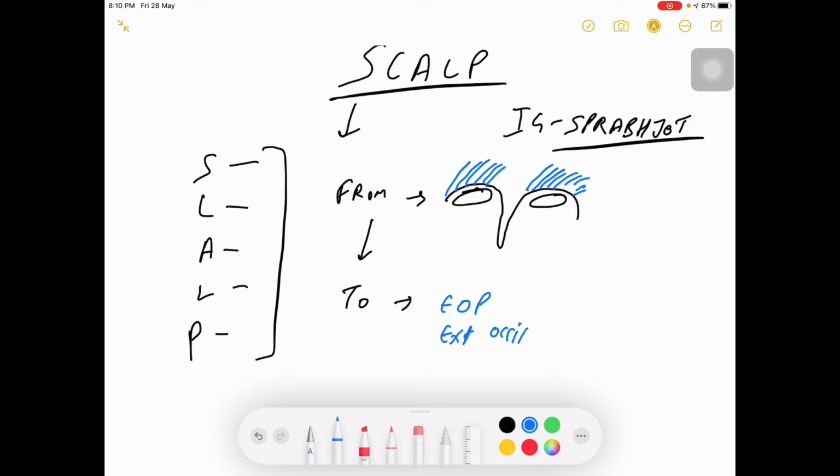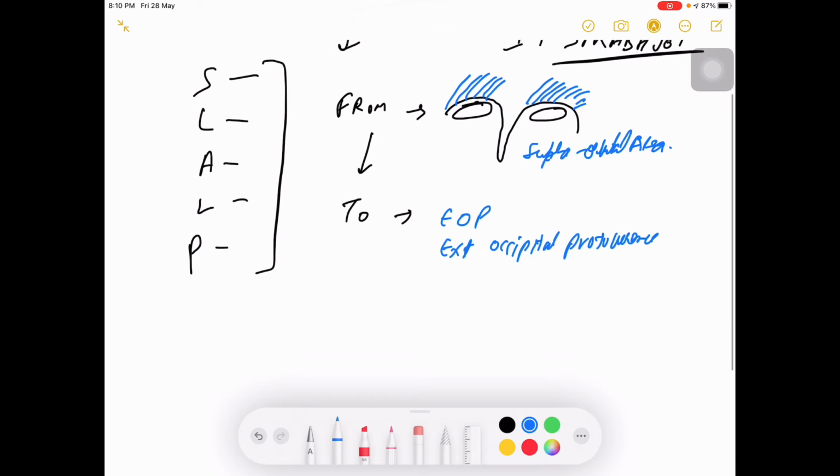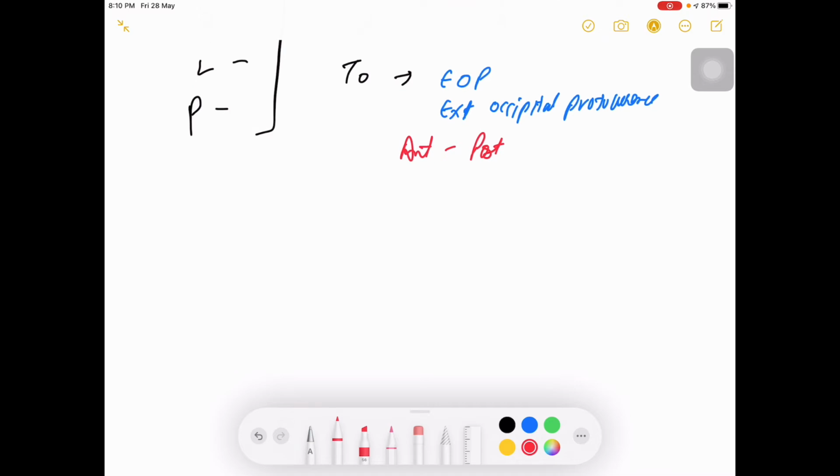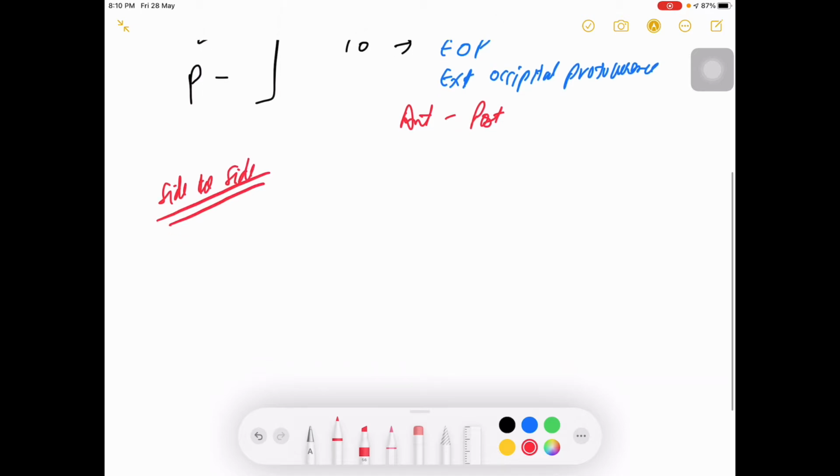external occipital protuberance from the supraorbital area. And this was from anterior to posterior aspect, right? But what about side to side? In side to side aspect, this scalp is basically from your zygomatic arches on both the sides.